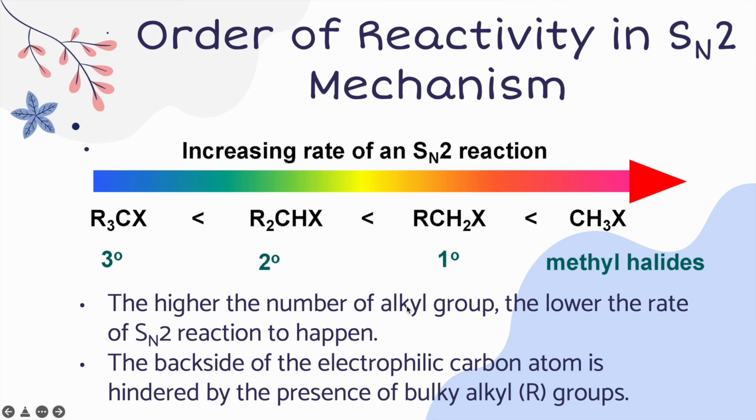The higher the number of alkyl groups, the lower the rate of SN2 reaction. So SN2 does not favor secondary and tertiary. Least reactive tertiary, most reactive methyl halide. So if the haloalkane is methyl halide, then the SN2 mechanism will happen for sure. The backside of the electrophilic carbon atom is hindered by the presence of bulky alkyl groups. That's why it does not favor tertiary and secondary.